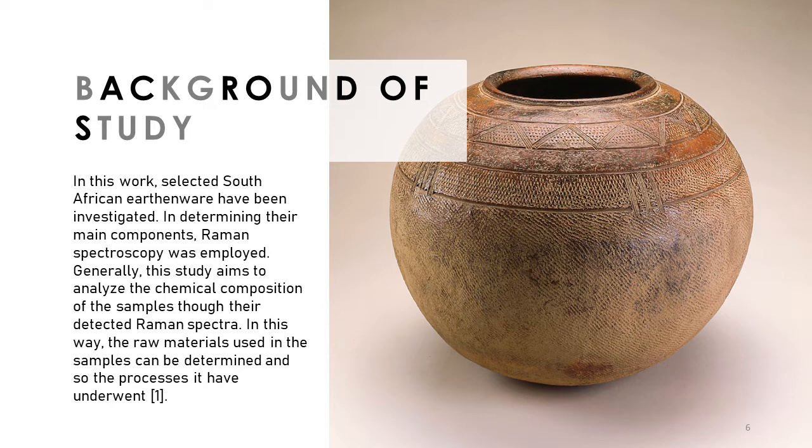In this study, the determination of the main components of these materials was carried out through Raman spectroscopy. So generally, this study aims to analyze the chemical composition of the samples through the detected Raman spectra. In this way, the raw materials used in the samples can be determined, and so the processes involved. Hence, the success of this investigation would contribute to the advancements in the application of Raman spectroscopy in characterizing earthenware materials and revealing their production methods, notably in South Africa.